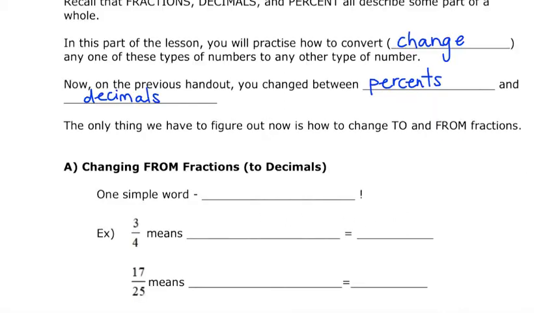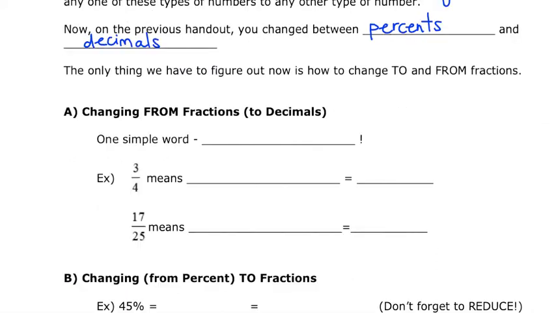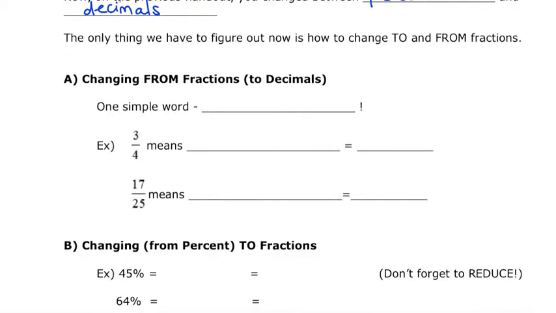So there's one word that you need to know about changing from fractions into decimals, and that word is division. 3/4 means 3 divided by 4. And you can take your calculators if you want to do these calculations. 3 divided by 4 is 0.75.